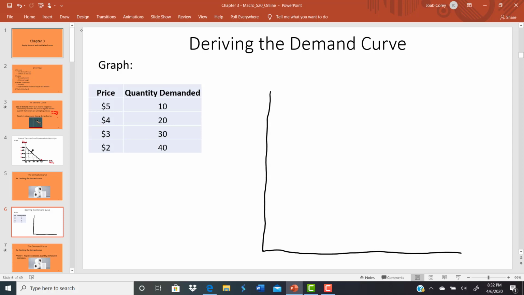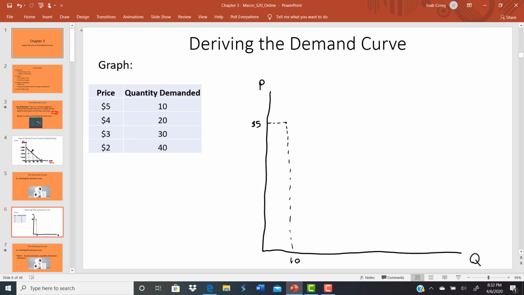So again, we're going to have a vertical axis and a horizontal axis. On the vertical axis, we always put the P for price. On the horizontal axis, we always put a Q for quantity, right? So again, if we are talking about a price of $5, at that price of $5, we might have a total of 10 packages of toilet paper being bought at that price.